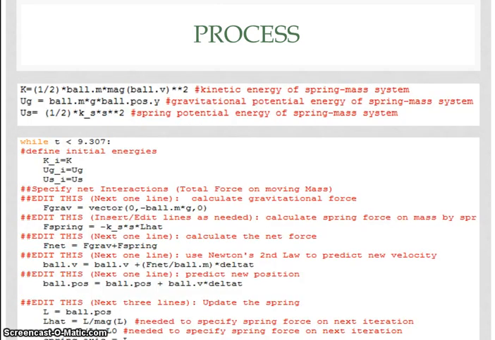Next, I applied the formulas to the code. Kinetic energy equals 1/2 mv squared, gravitational potential energy equals mgh, and the spring potential energy equals 1/2 k s squared. I ran the while loop for the total length of time observed in Tracker. Inside the loop, I used Newton's second law to update velocity and position.